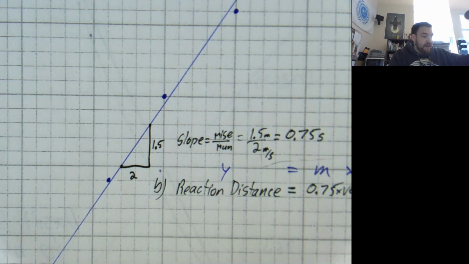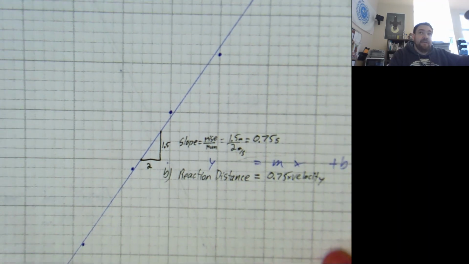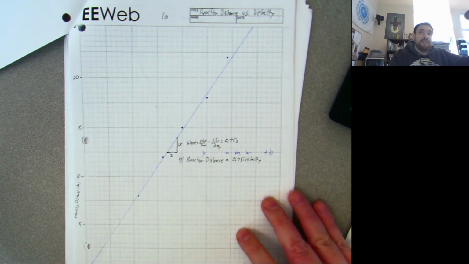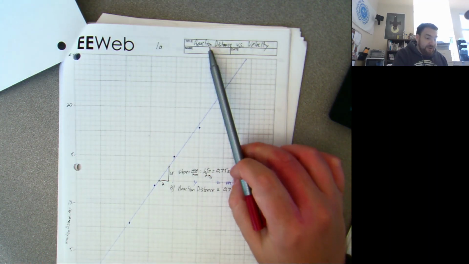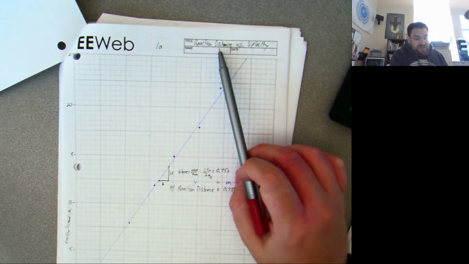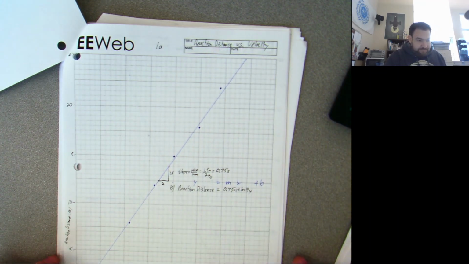And then if you've got any questions about if you did yours differently, don't assume you did yours wrong. If you did it differently or got a different value, I'll take up anything that you want to know about any of this stuff. So this is the graph paper I provided. There's space at the top for a title, so you absolutely have to have a title. This one's reaction distance versus velocity.